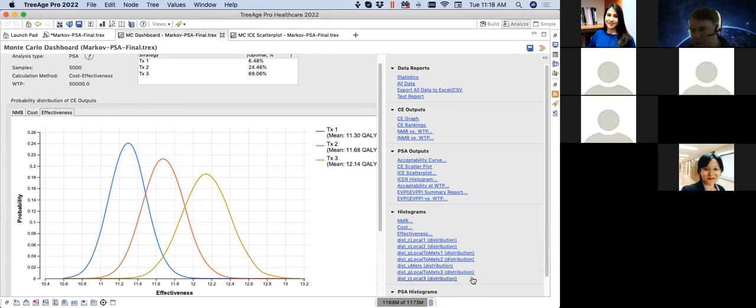Yes, you could run PSA and microsimulation together, or you could run EVPPI, like a double loop probabilistic sensitivity analysis. I'm not going to do that now. They'd all look similar to this in terms of the way the output is presented.